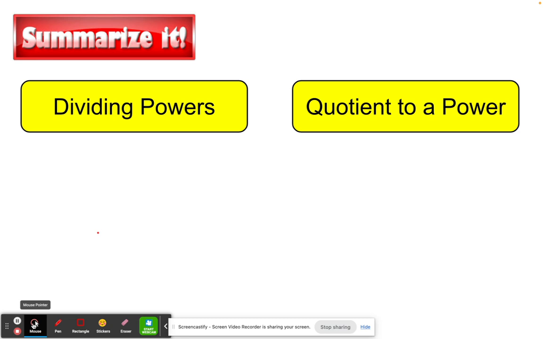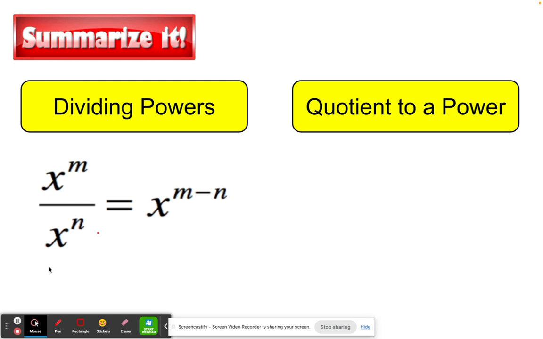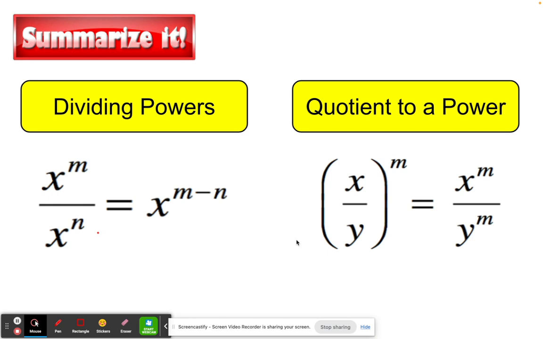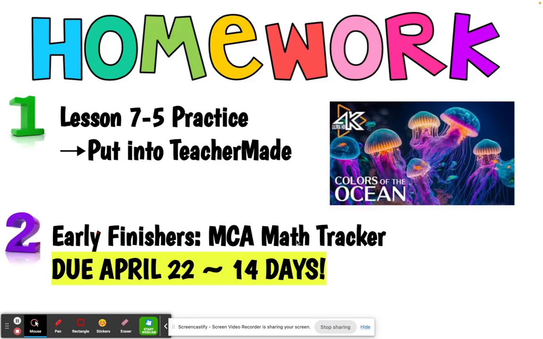So just a quick summary. When I'm dividing powers that have the same base, I subtract my exponents. When I'm raising a quotient to a power, I have to remember to raise both the numerator and the denominator to that power. Then you always simplify.